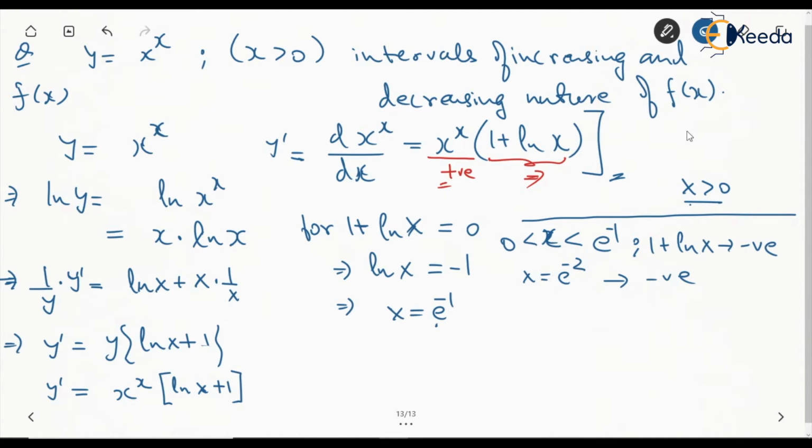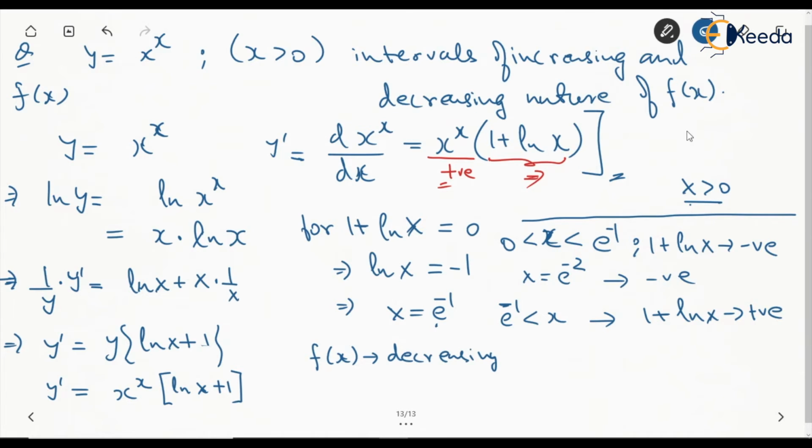Similarly, for x greater than e to the power minus 1, and since there is no upper limit, we'll keep it like this, in this case 1 plus ln x will have a positive value, right? Anything greater than e to the power minus 1 will give you a positive sense. So in that case, this function f of x is going to be increasing.